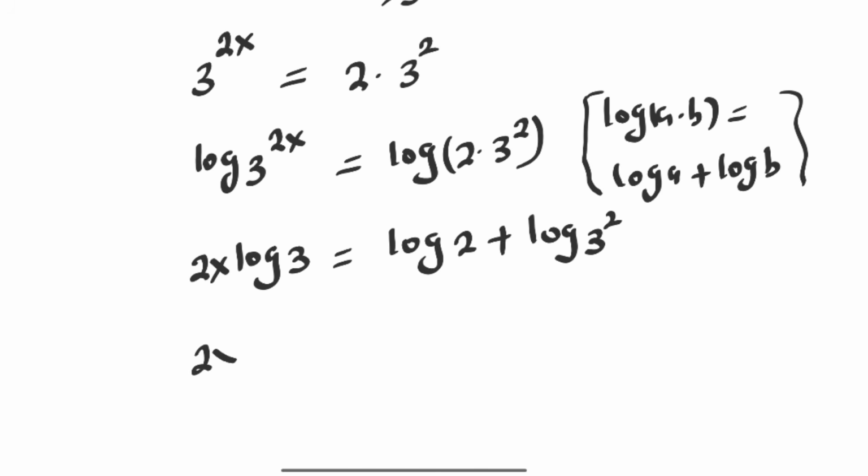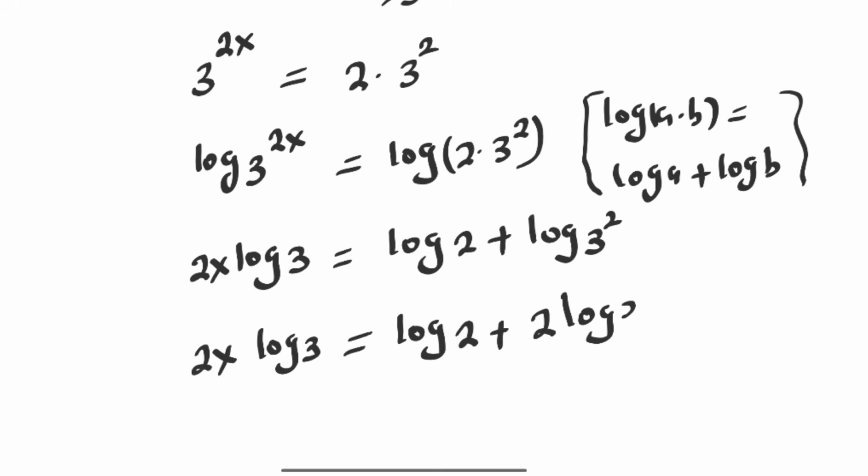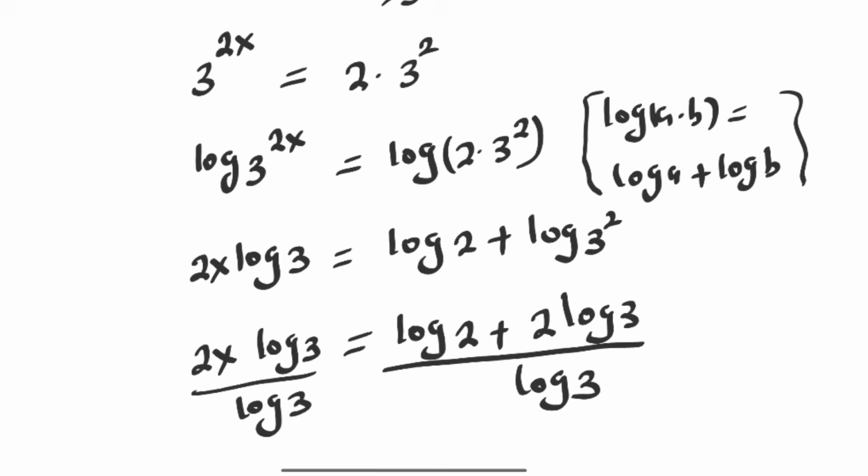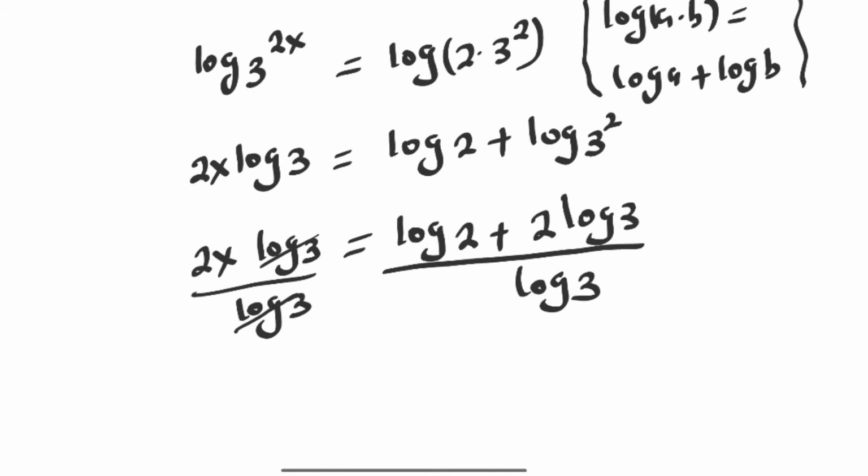Then 2x log 3 is equal to log 2 plus 2 log 3. Let us divide the whole of this equation by log 3. This divided by log 3, and this divided by log 3. This log 3 cancels this log 3.